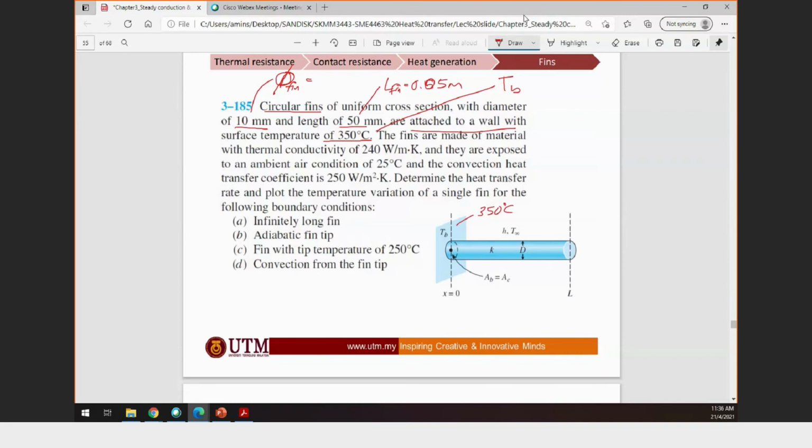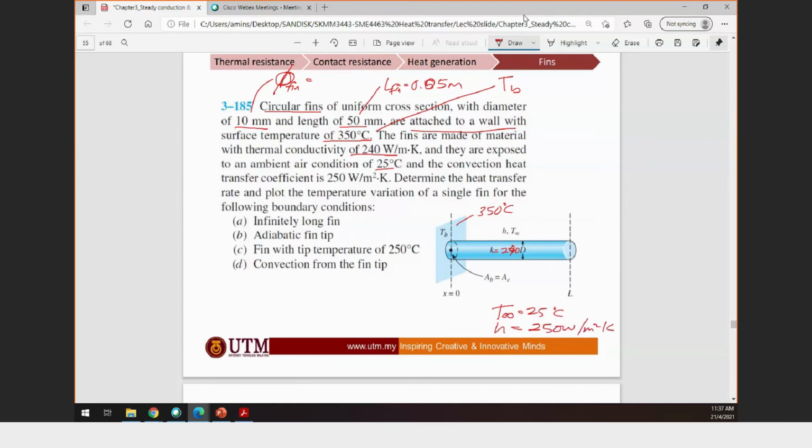The fin is made of a material. They do not mention the material, but they give you the thermal conductivity of 240 watt per meter Kelvin. So that means the k value here is 240. It is exposed to ambient air or surroundings at 25 degrees Celsius. This means T surrounding here is 25 degrees Celsius. And the convection heat transfer coefficient, the h value, is 250 watt per meter squared Kelvin.